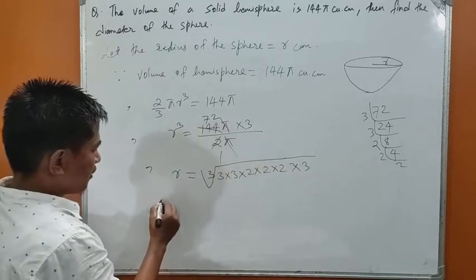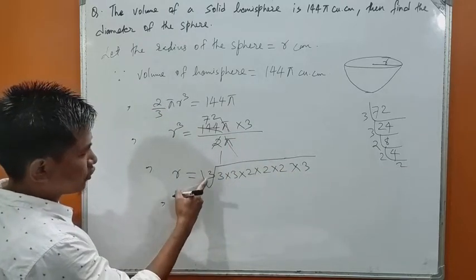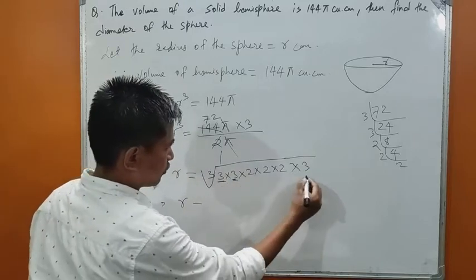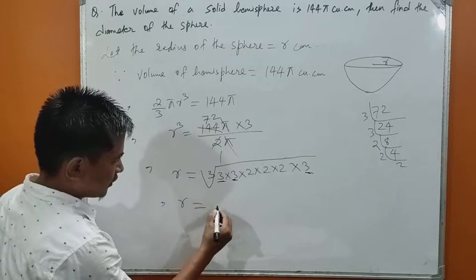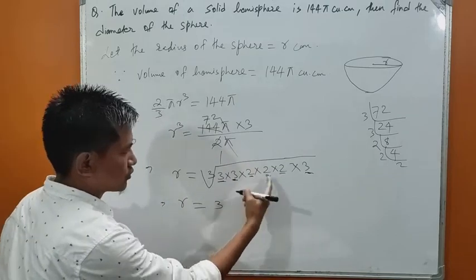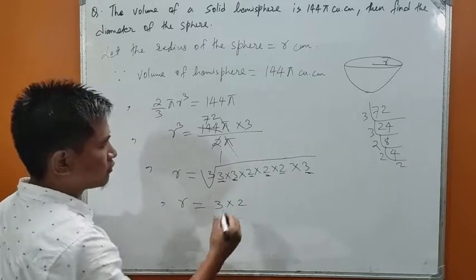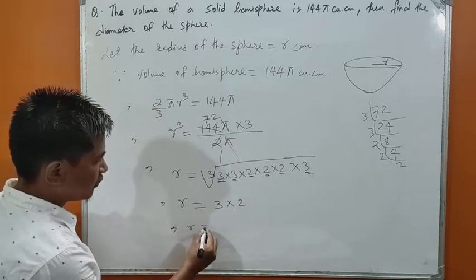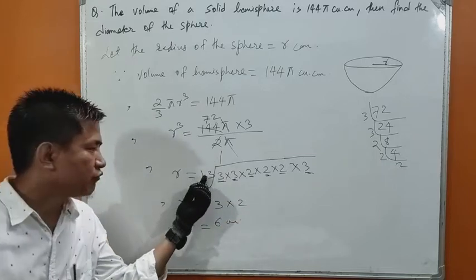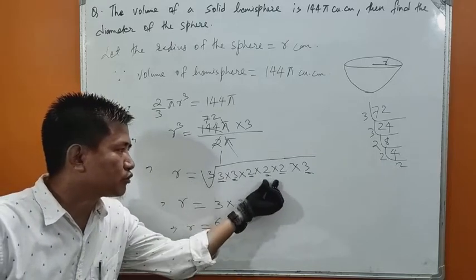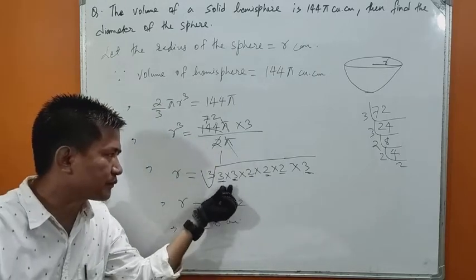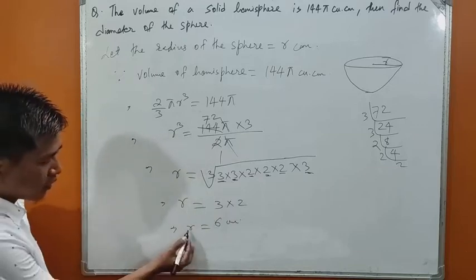Now, since this is a cube root, we should make pairs of 3. 1, 2, 3 comes out as one 3, and from the other group of three 2s comes 2 out. So r equals 3 2s are 6 centimeter. If it was a square root, then a pair of 2 should come out, but since this is a cube root, we take groups of 3. So now we have the radius.